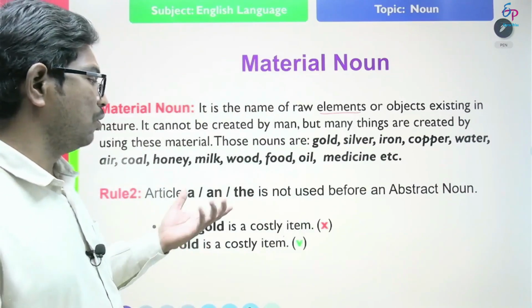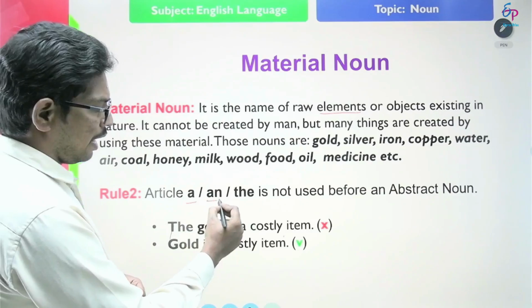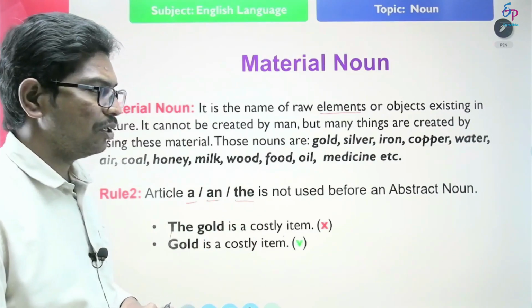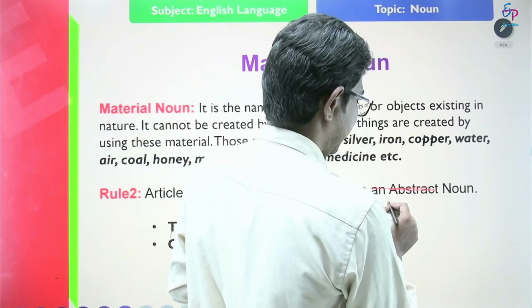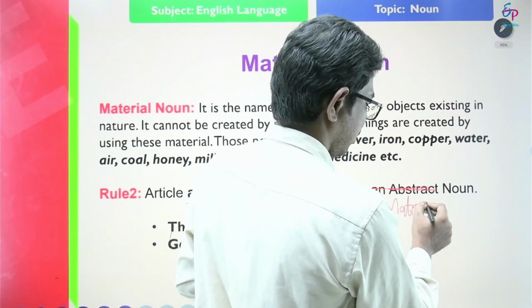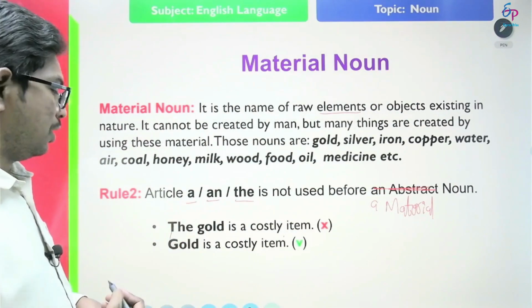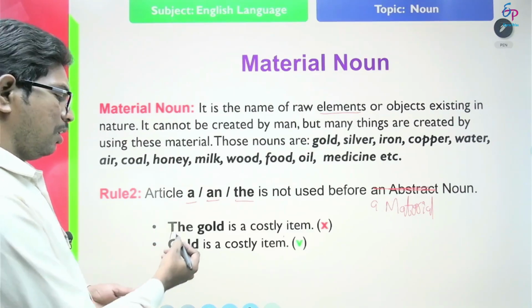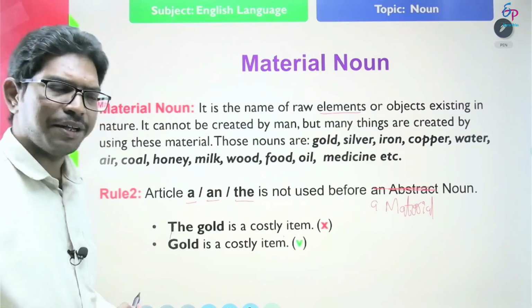So what is the rule for it? Article a, an or the is not used before a material noun in general sense. So look at this example. The gold is a costly item.